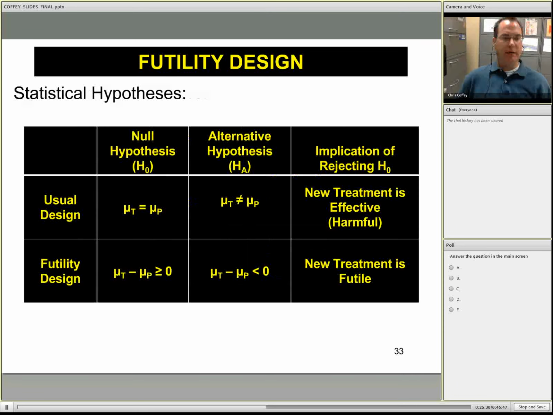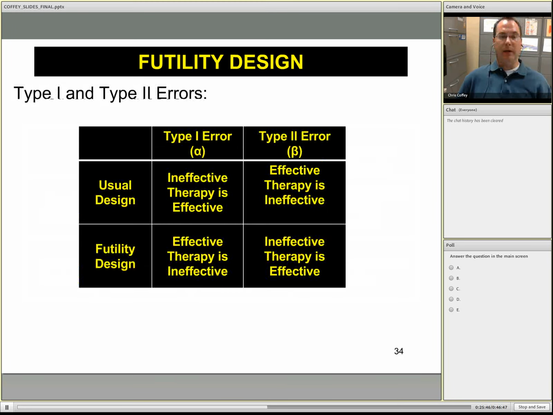You can see here just the difference in the hypothesis. This just reiterates what I mentioned, how the hypothesis for the futility and the usual design is very different. The type 1 and type 2 errors are different here. From the usual design, a type 1 error is when we determine that an ineffective therapy is effective, and a type 2 error is when we determine that an effective therapy is ineffective. Those are flipped in the futility design, right? Because we would make a type 1 error if we say an effective therapy is ineffective.